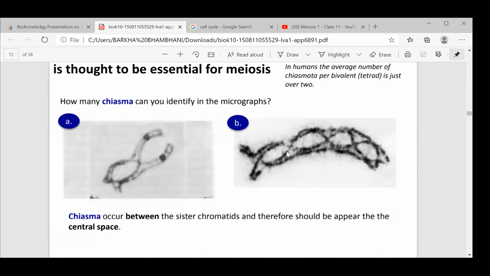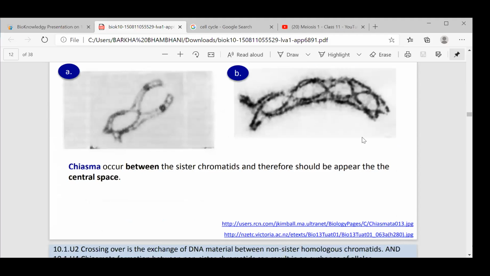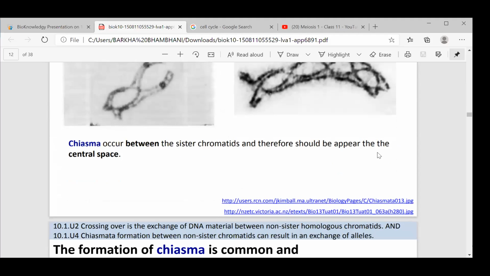So how many chiasmata can you see here? 1, 2, 3, 4, 5. Five of them are taking place over here, at different sections of it. Chiasma occurs between the non-sister chromatids, and therefore should appear at the central space.